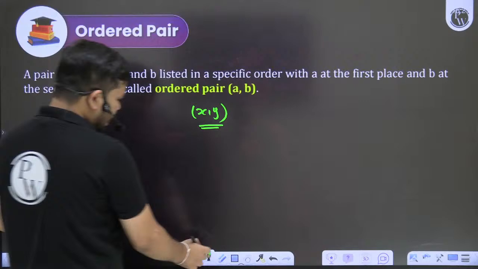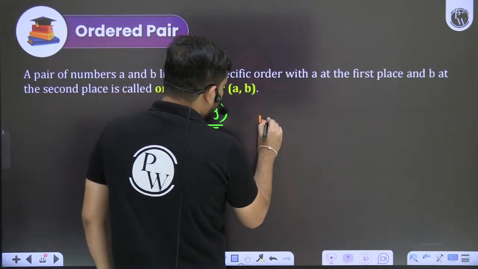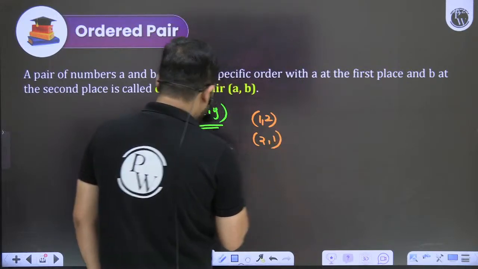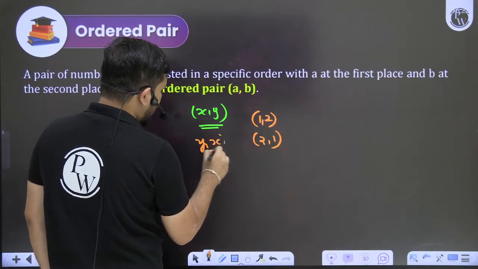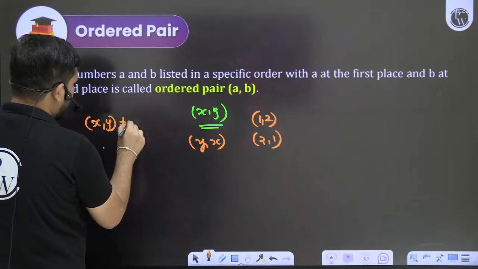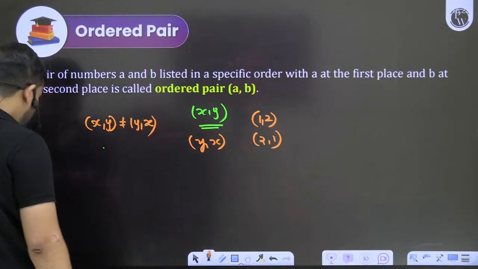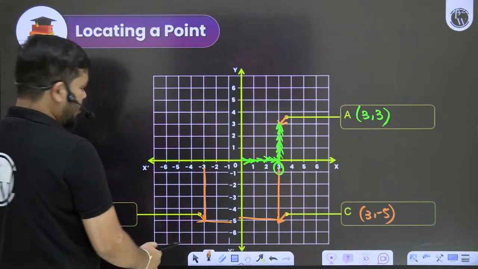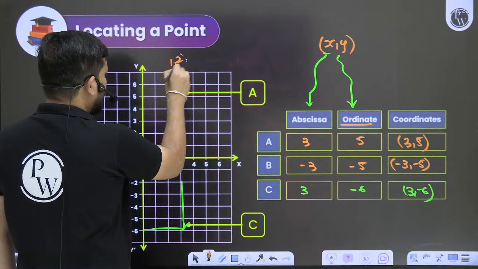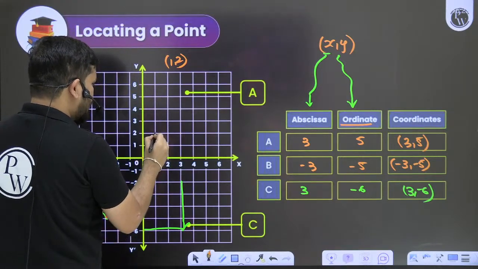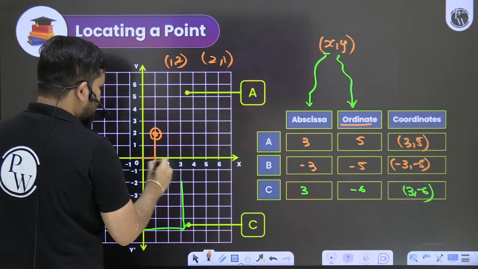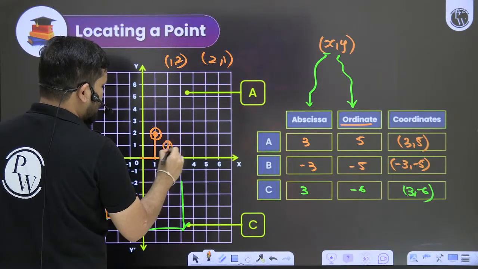Right. So now try to understand it here. 1 comma 2 and 2 comma 1 are different, which means x comma y and y comma x are not equal. Why, sir? You can see the location of this point. Try to understand. 1 comma 2 means x value will be 1, y value will be 2, which is exactly this point. And 2 comma 1: x value will be 2 and y value will be 1, so this is the point.